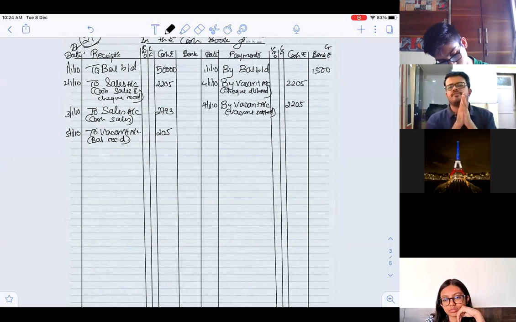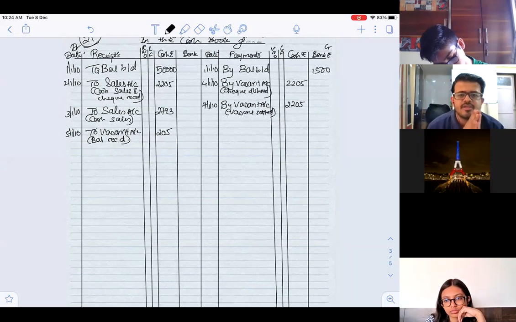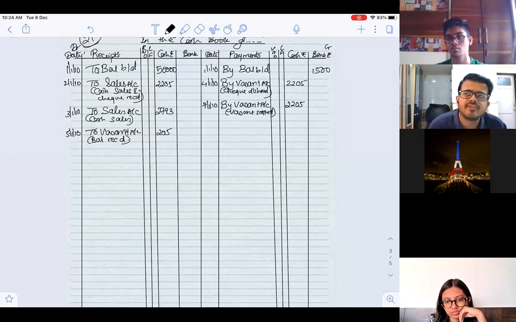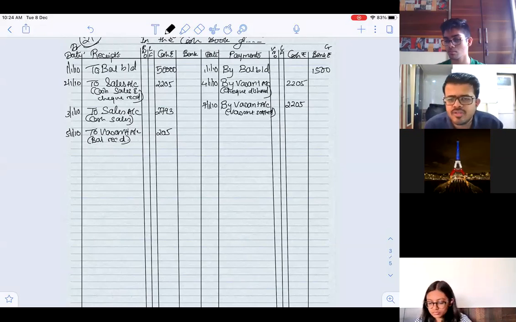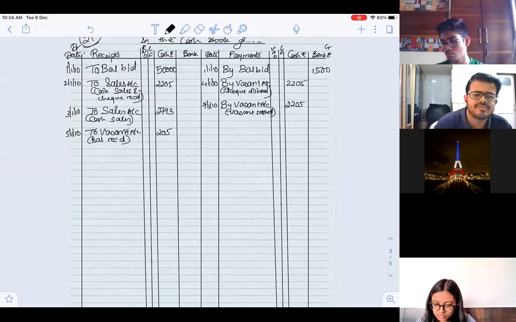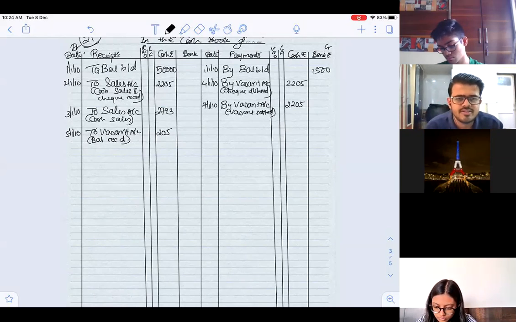4500. Is that clear? Sir, if we had given discount, then 4500 minus 45, right? 4500 minus 45. Yes, perfect. 4455. Correct. The discount would be the same only, 45 rupees. Is this clear?